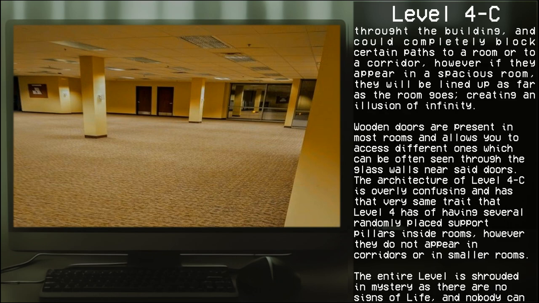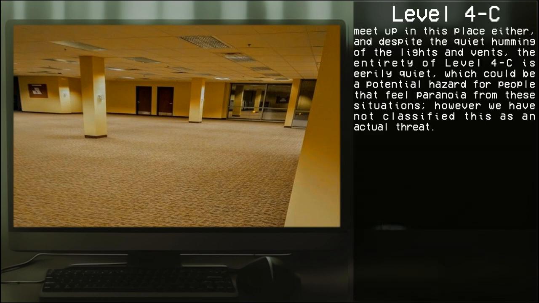The entire level is shrouded in mystery as there are no signs of life and nobody can meet up in this place. And despite the quiet humming of the lights and vents, the entirety of Level 4C is eerily quiet, which could be a potential hazard for people that fear paranoia from these situations. However, we have not classified this as an actual threat.